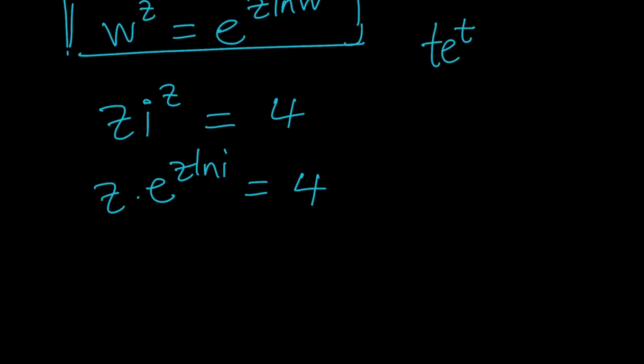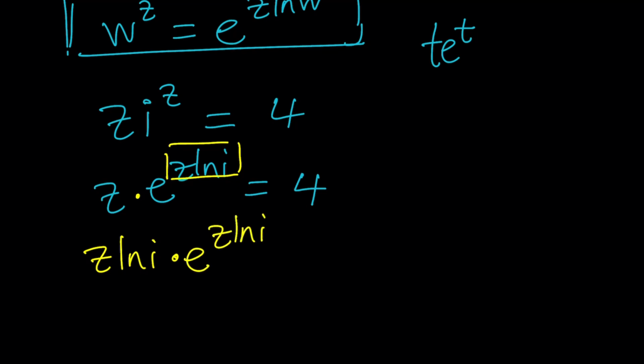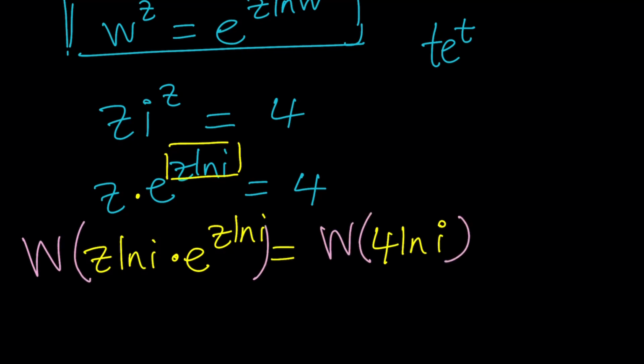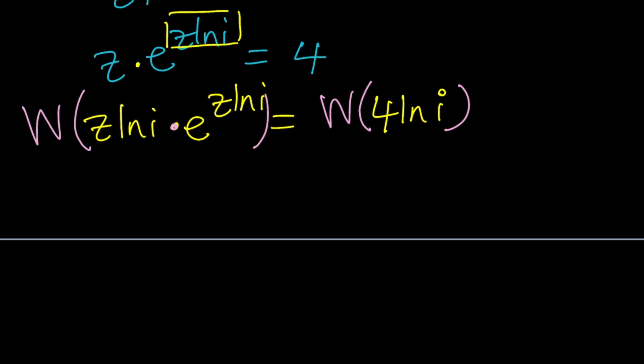Now here's what we're going to do. Our t in this case happens to be z ln i, therefore we're going to multiply both sides by ln i to get that. So z ln i times e to the power z ln i equals 4 ln i. Make sense? So we got our t, and now we can apply Lambert's W function on both sides, right? So let's go ahead and do that. I'm going to put a W here, Lambert's W, and Lambert's W here. What is that going to give me? Let's find out. This is going to give me simply z ln i.